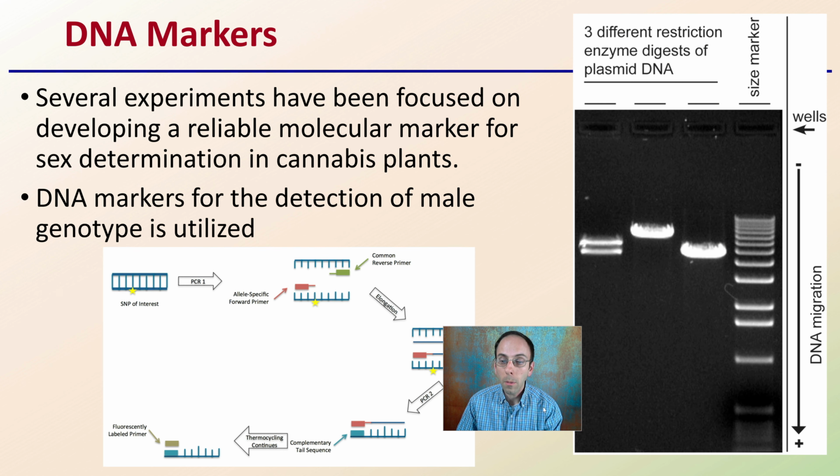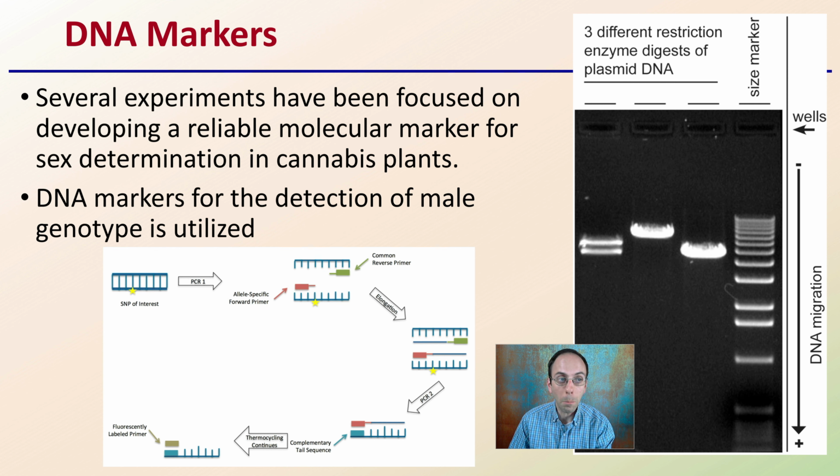Now, when we're looking at this PCR method, what's going to be utilized is DNA markers. Several experiments have been done to develop reliable molecular markers for sex determination in cannabis plants. DNA markers for the detection of male genotypes are utilized. When we talk about DNA markers, you might be familiar with running things on a gel with electrophoresis. We also utilize different primers that will bind to specific sequences if they're present and replicate them, so that we can determine whether that small snippet of a leaf is from a male plant or from a female plant, because those plants contain those genetic markers at a very early age.